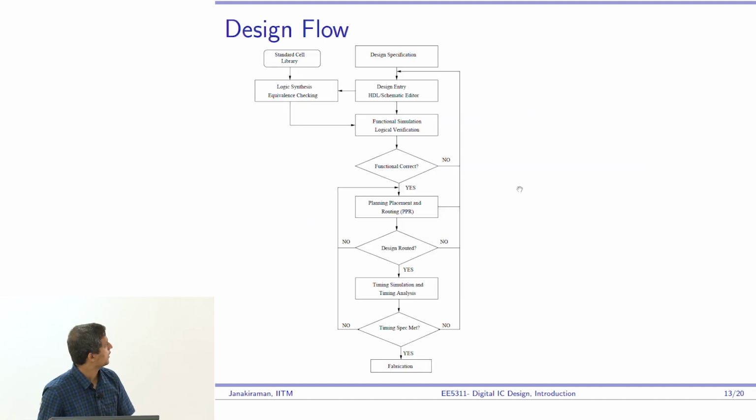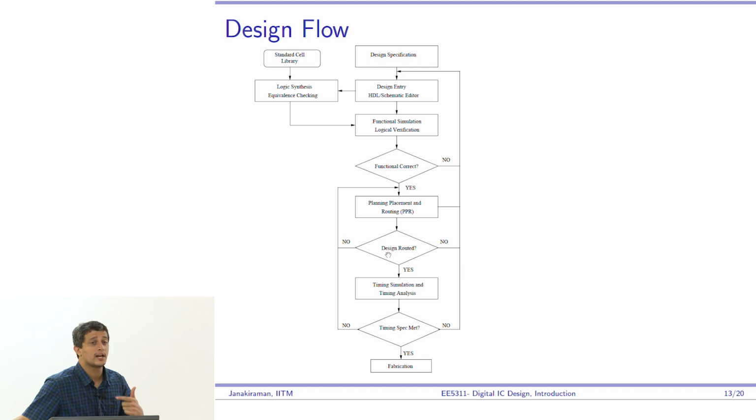In fact, this is the design flow. I know it may not be visible to the last bench, but all I want you to notice here, you can go see the details later. You give a design specification, you do some other things, right? But at every point there is a decision box. What is the decision box? It says, is the functionality correct? If yes, then you proceed to the next stage. Otherwise, you go back and redo something.